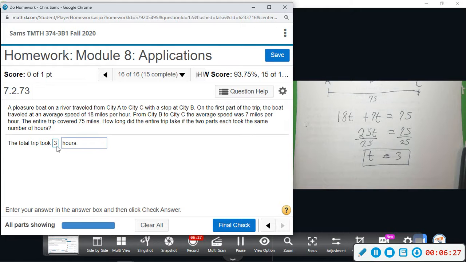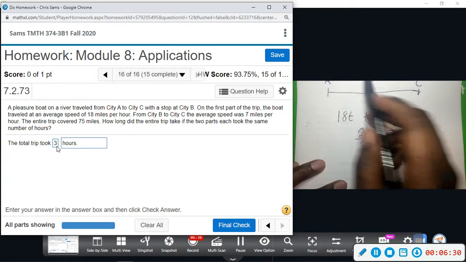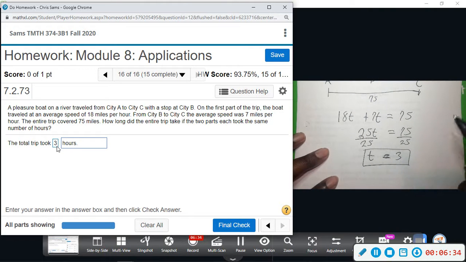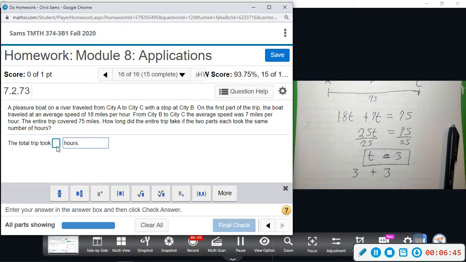T is 3. I'm sorry. T is 3. This part took 3 hours. This part took 3 hours. So the total trip took 6 hours, because we have 3 hours for the first part, 3 hours for the second part. Sorry, I misread and misinterpreted that. So this should be 6 hours here.